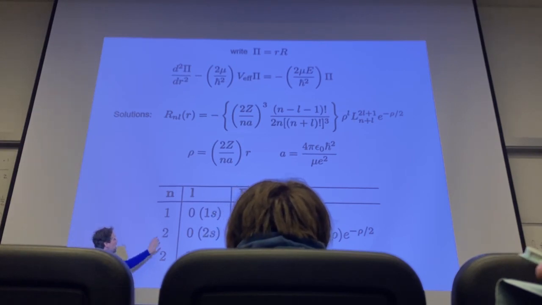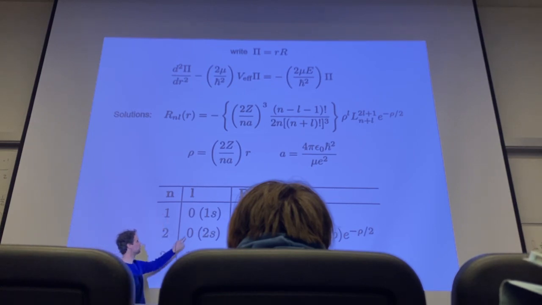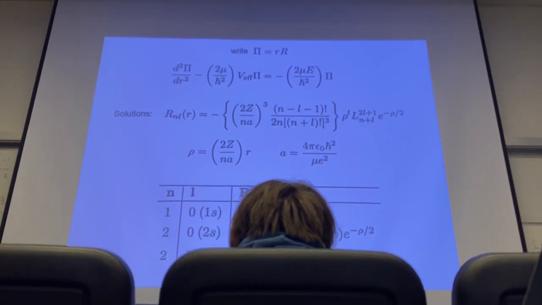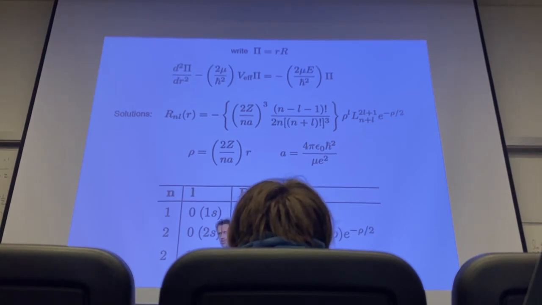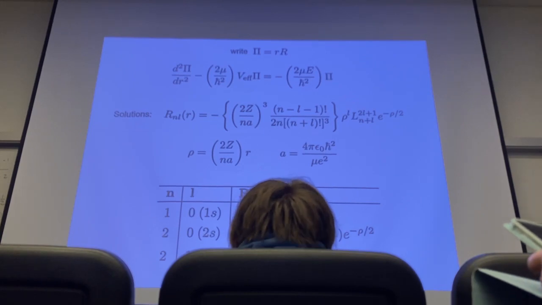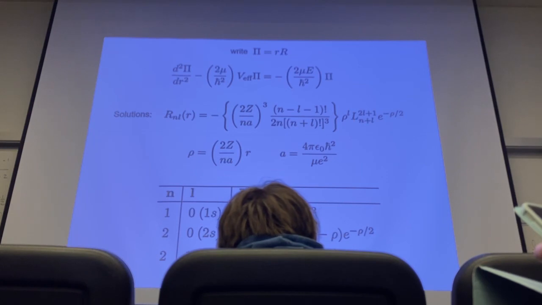Second one, n equals 2. Two possibilities: l can be 0 or 1. You can see that corresponds to the 2s and 2p over time. Same thing, but now in front of this decaying exponential, there's now a kind of polynomial, 2 minus rho. Okay? 2 minus rho means that this thing has a node, because it can be 0. Whenever rho equals 2, that function is 0. So this is something that actually has a wiggle in it. It's no longer a decaying exponential, but a decaying exponential with one wiggle.